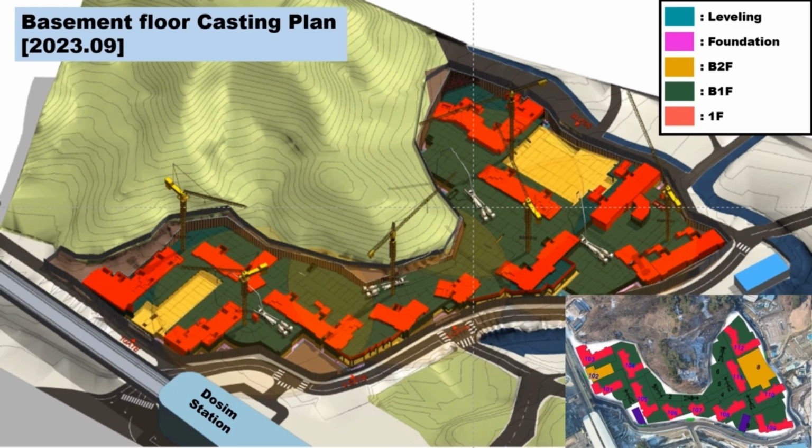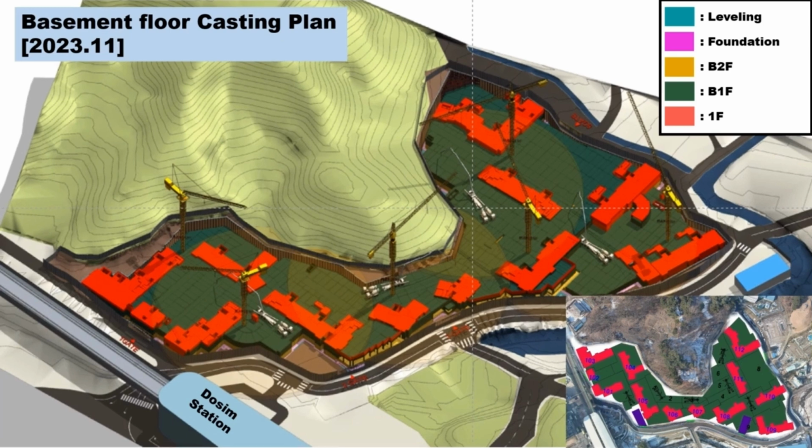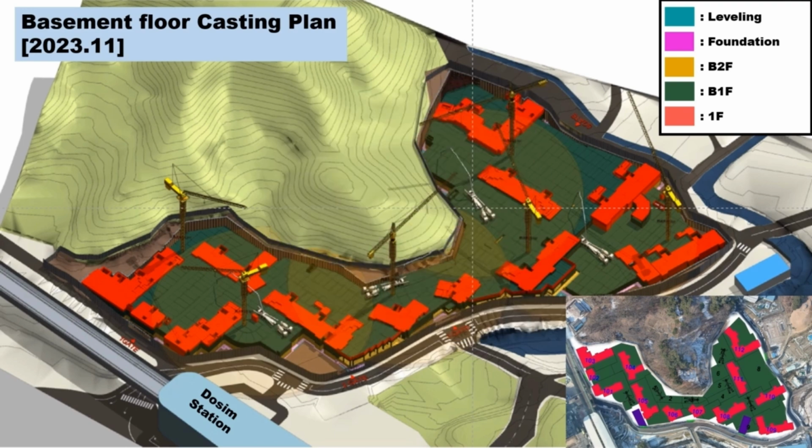Then, in September, we will complete all basement levels, including Building 102, and proceed with the construction of floors 1 through 14 for each building. The final structural completion is scheduled for April of 2024. Although Building 102 started about 6 months later than the other buildings, it has fewer floors and will only have a difference of 1 to 2 months in completion time.